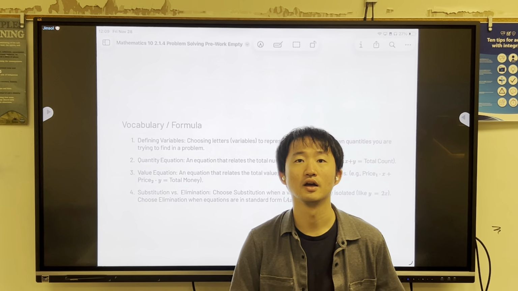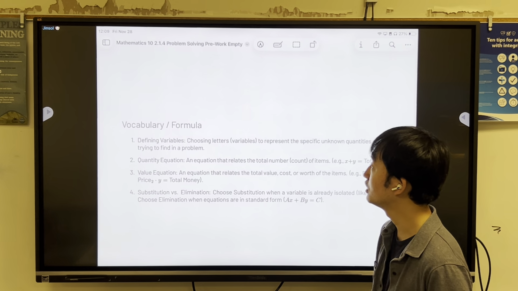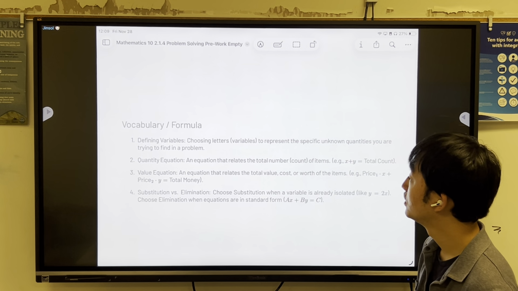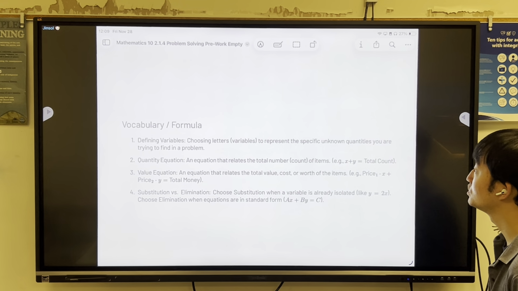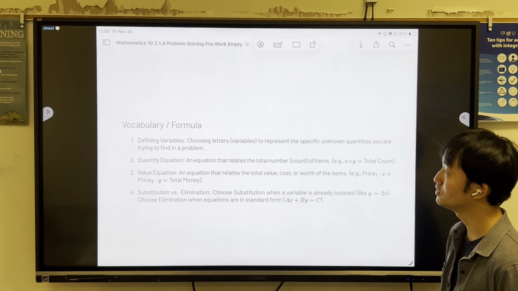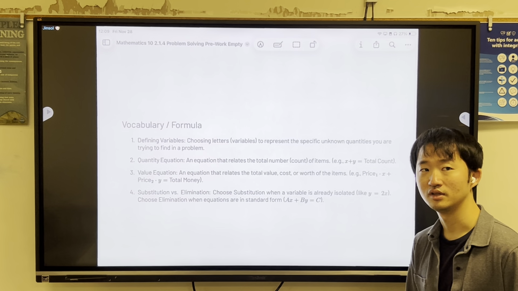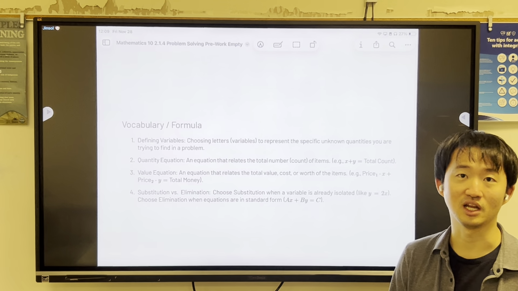So let's reflect on the vocabulary and the formula we need to know for this lesson. First of all, we need to declare the variables. We choose letters as variables to represent the specific unknown quantities you're trying to find in a problem. That's why I repeatedly say, use let x be, let y be statements.